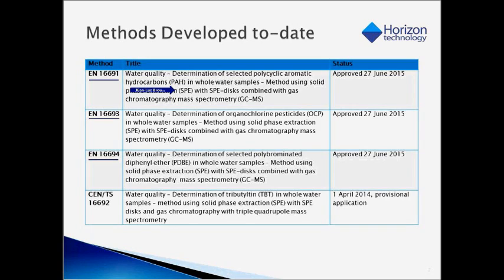One thing I forgot to mention is the first one, 16691, is on PAH, polycyclic aromatic hydrocarbon. The second one is on organochlorine pesticide. And the third one is on polybrominated diphenyl ether, PBDE. So if you're already equipped to measure with solid phase extraction using SPE disk, you can use those three methods already.